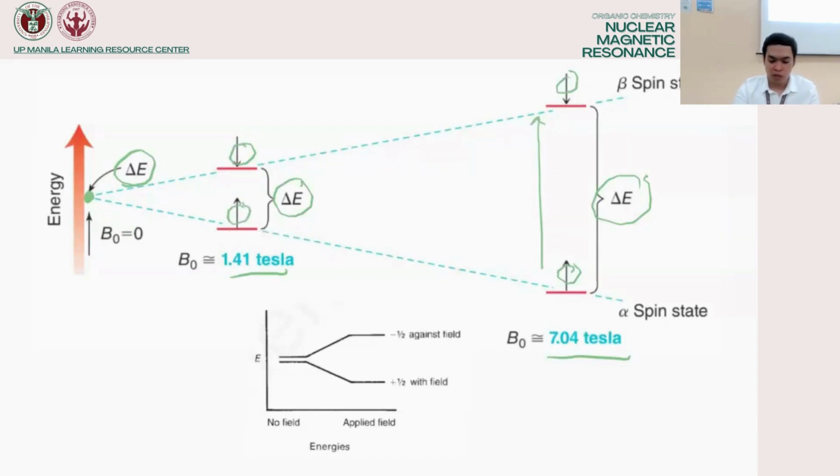From alpha to beta, it's small. So compare here. Let's say this is atom A, and this is atom B. Both are in the alpha state. So which one needs more energy to go from alpha to beta?